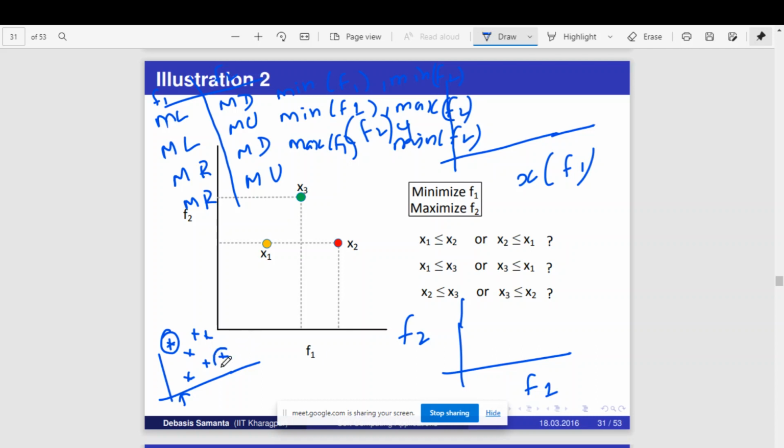Downwards one. Okay, so at this point you will say better. It should be towards the right and also it should be height wise. It should be as low as possible. Okay. What about this? Move towards right and move towards maximizing f1 and maximizing f2. In that case, which will you say is the better one?